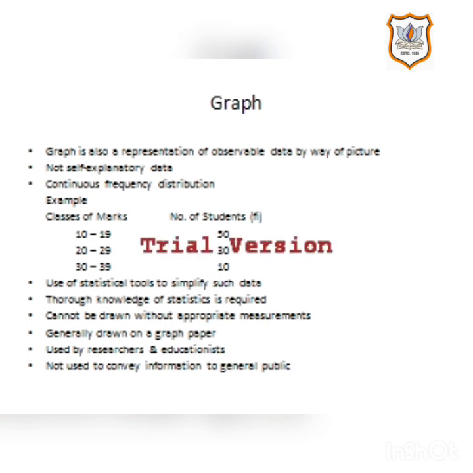So first of all, talking about meaning of graph, a graph is also a representation of observable data by way of picture. That means a graph or a diagram, both are a representation of observable data by way of picture. Then what is the difference between a diagram and a graph? So generally, a graph is drawn for data which is not self-explanatory. Just like a diagram was drawn for such a kind of data which was self-explanatory, but a graph is usually drawn for such kind of data which is not self-explanatory.